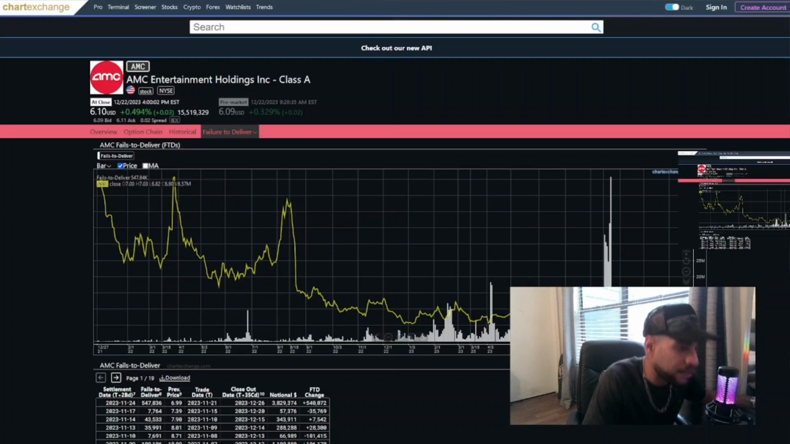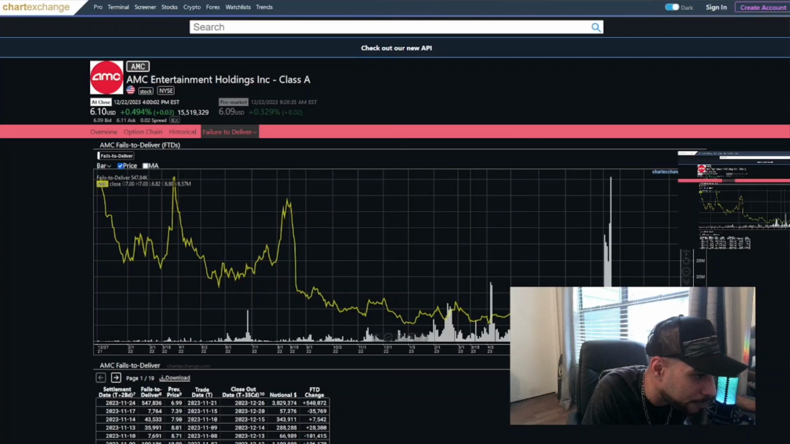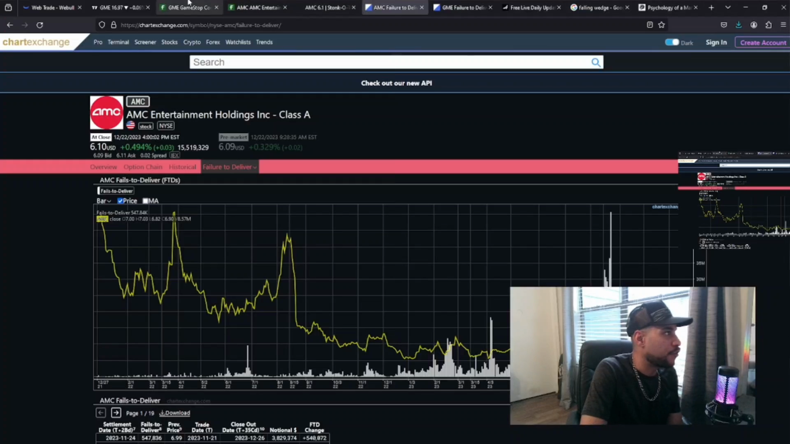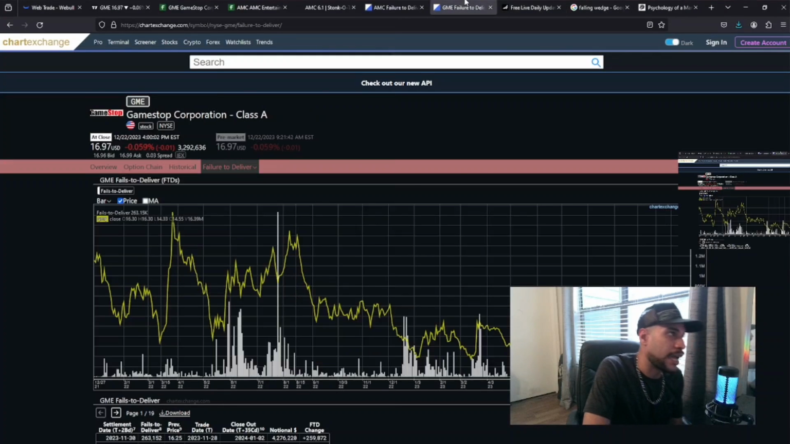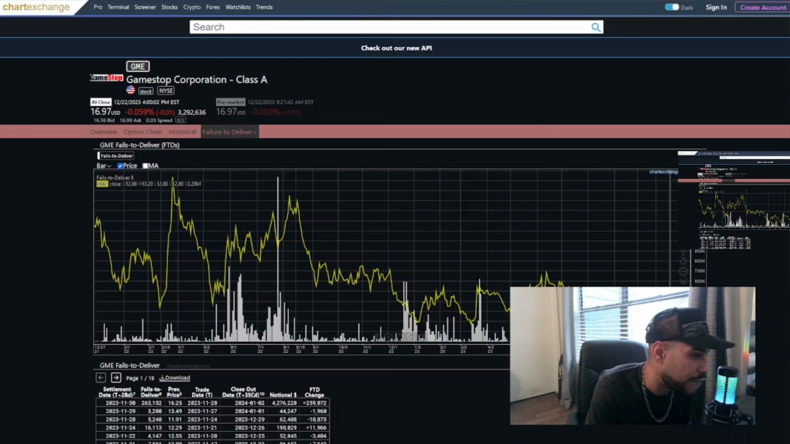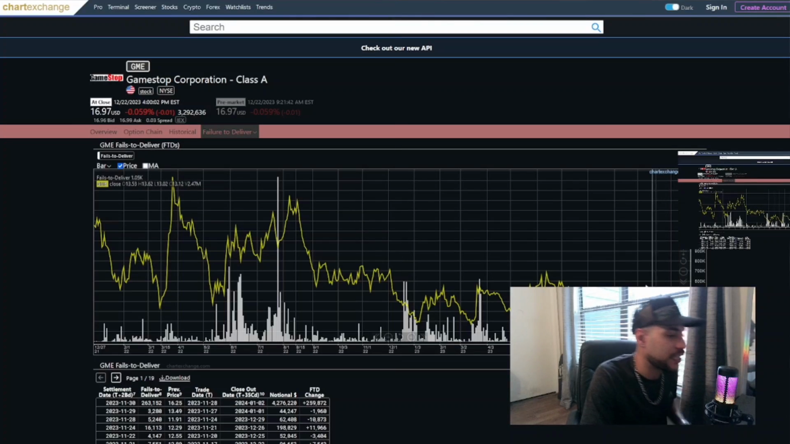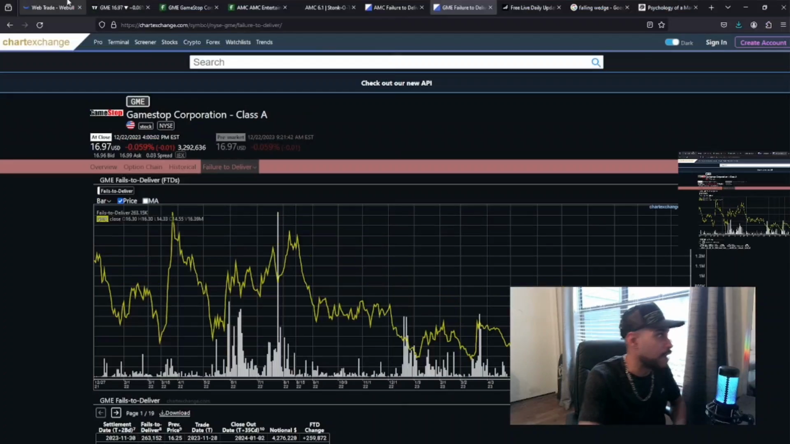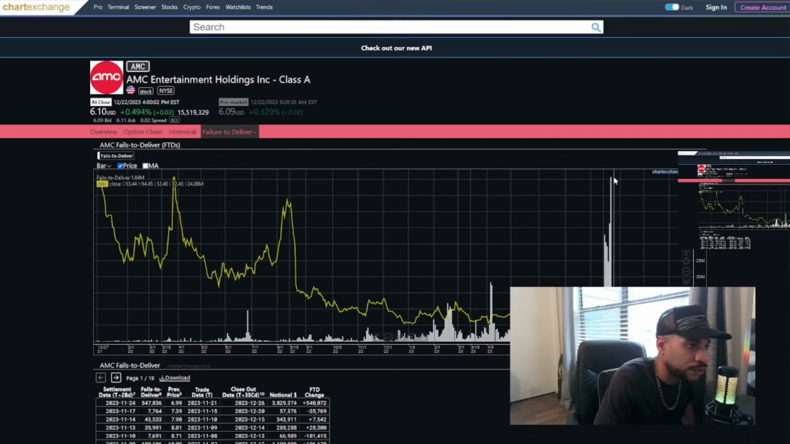You can see that FTDs are minuscule for AMC, but we are getting a bit of FTDs coming in for AMC as of the month of November reports. Now, FTD data is slow, so we only have November's data, but you can also see November shows about 250,000 FTDs for GameStop as well, and FTDs have been racking up all throughout 2023. And of course, AMC had this crazy boost of FTDs all the way up to about 45 million.